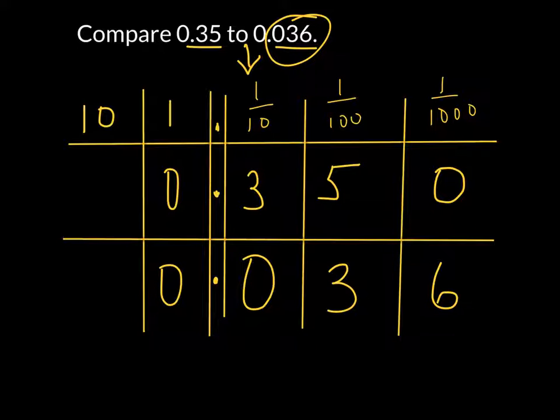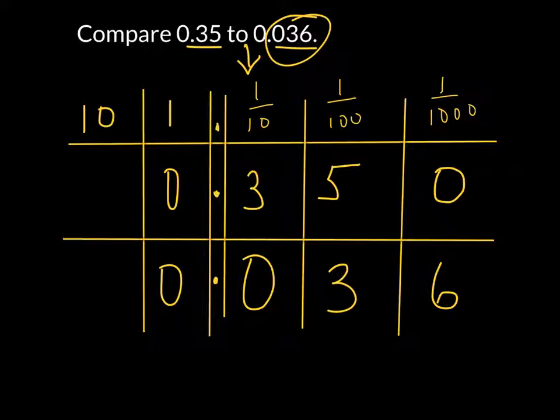Both of them have zeros in the ones place, so I don't really need to look at that. But I see that 35 hundredths has a 3 in the tenths place, while the 36 thousandths has a 0. So right off the bat, I know that 35 hundredths is larger.